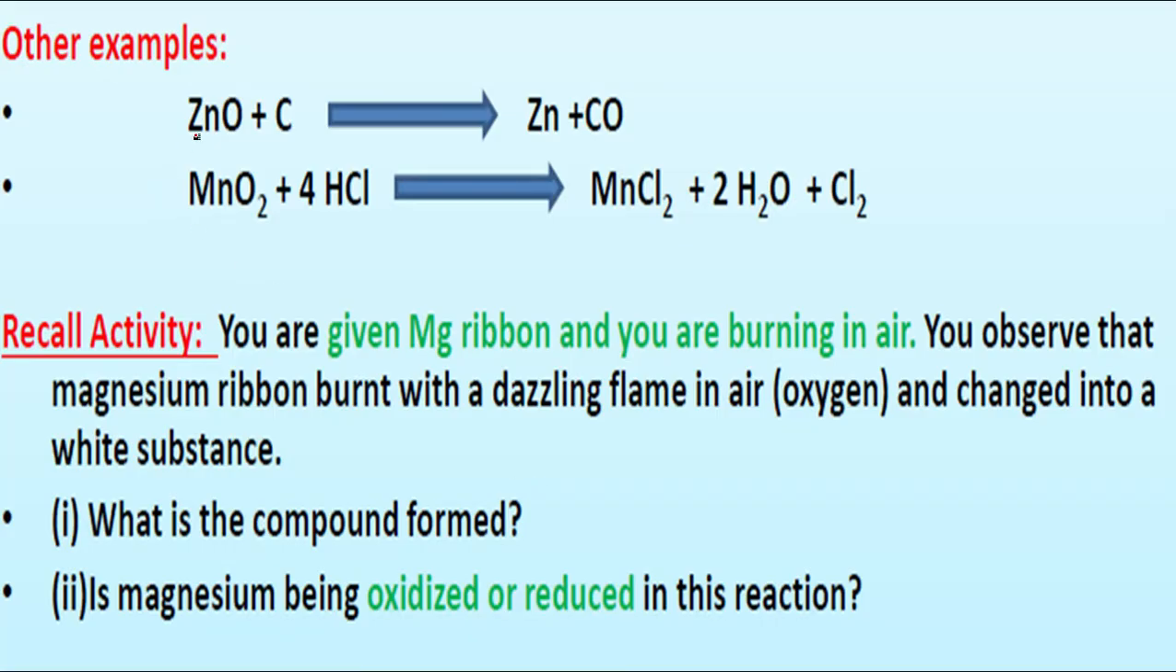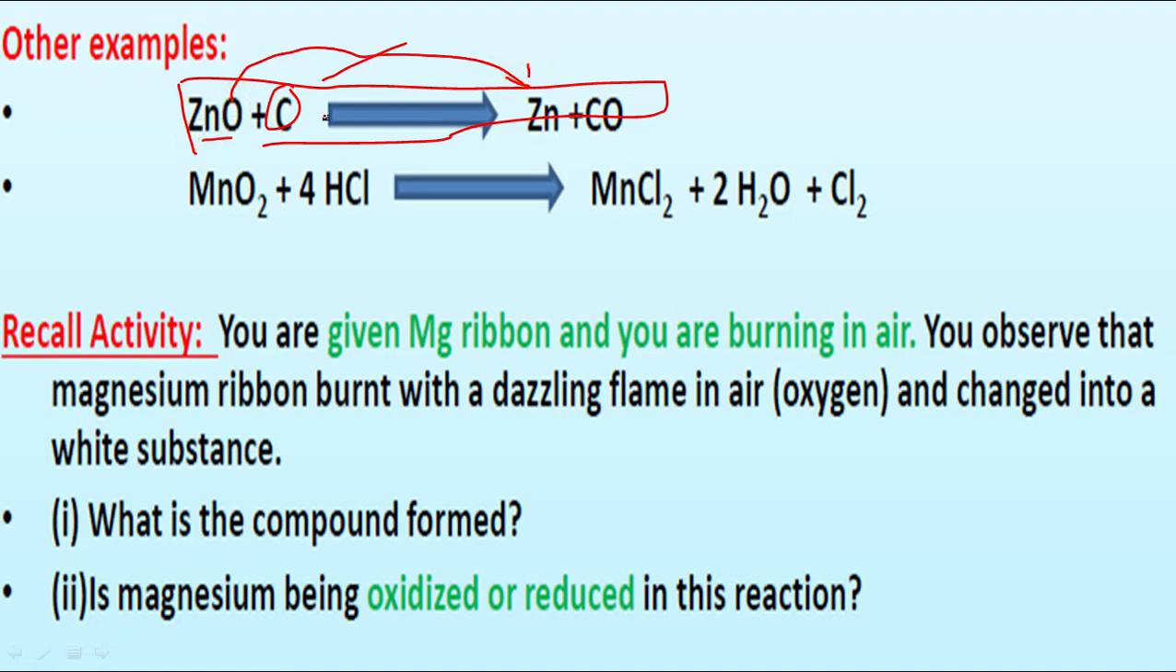Let us take some more examples of redox reaction. Here a reaction is taking place between zinc oxide and carbon. Carbon is a good reducing agent. Zinc oxide, which is a metallic oxide, is getting converted to the metal zinc, and the carbon is getting oxidized to carbon monoxide. Zinc oxide to zinc is a loss of oxygen, and wherever there is a loss of oxygen, the reduction process is taking place. Carbon getting converted to carbon monoxide is a gain of oxygen, so the oxidation process is taking place. So this reaction is an example of redox reaction.